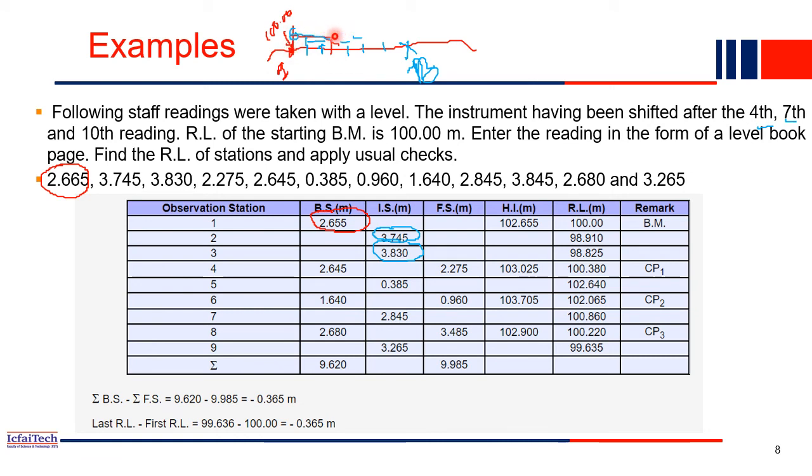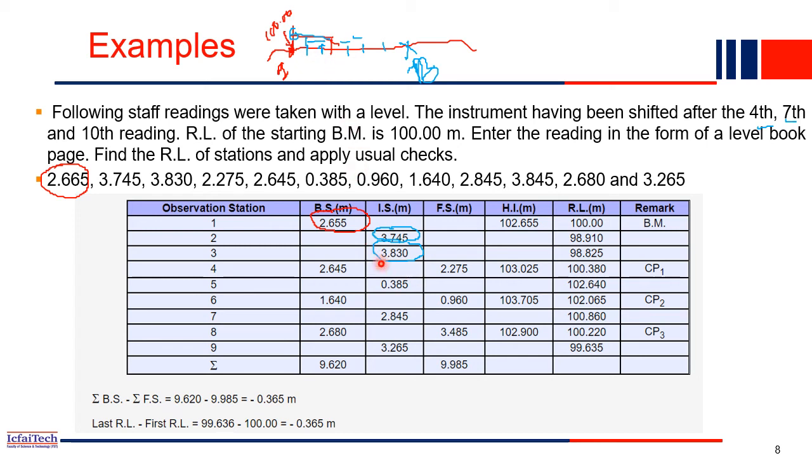So the first point RL is given. So what is the height of instrument at this point? It is 100 plus 2.655, so 102.655. This is the height of the instrument. And the remark you can write is benchmark. So next, you kept the staff here, and you measured the reading, which is basically 3.745, is it not? So from the height of instrument, you simply subtract this value, and you get the RL at the second observation station.